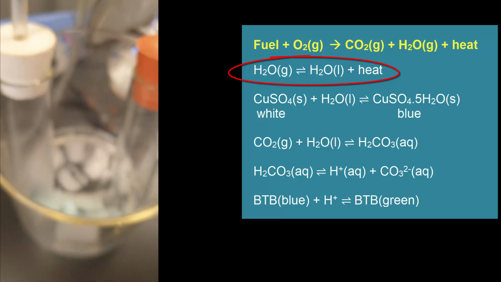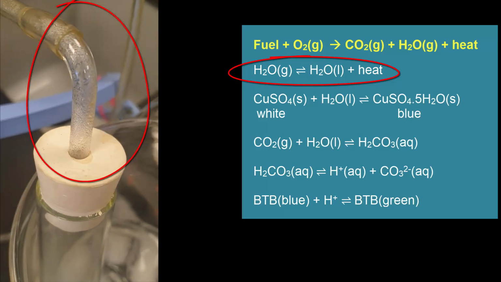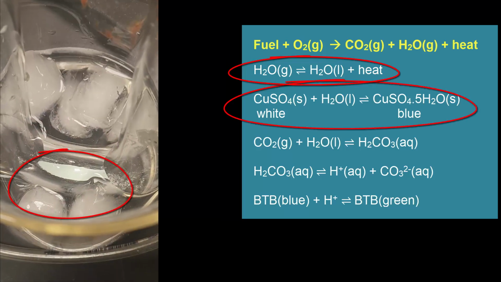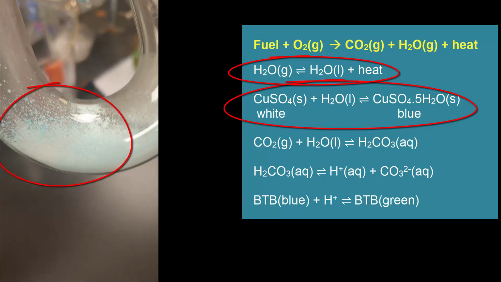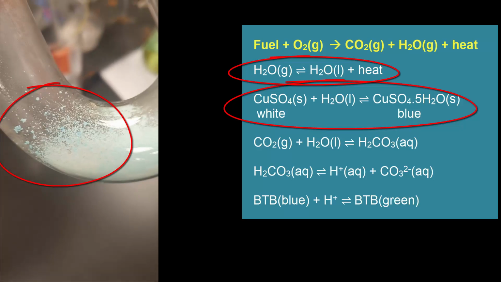If we look just here at the start, you can see the condensation at the very start of the tube. It starts to cool down, and the water gas turns to liquid water. Down the bottom there, you can see at the start it's quite dry, and then at the end a tiny bit of water forms, so it's a slightly bluish color, but not much. The white copper sulfate turns into the blue copper sulfate pentahydrate. That's how copper sulfate reacts when it hits the water.